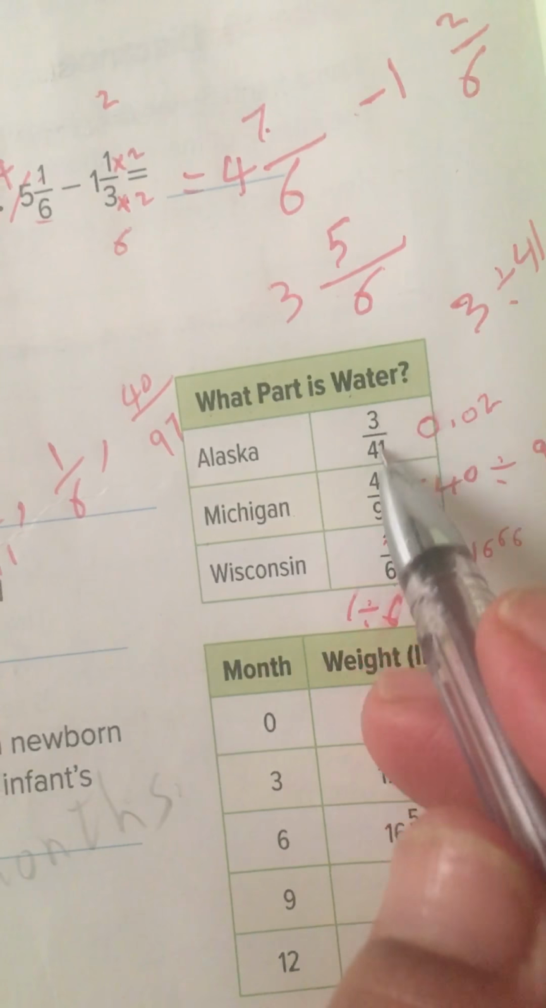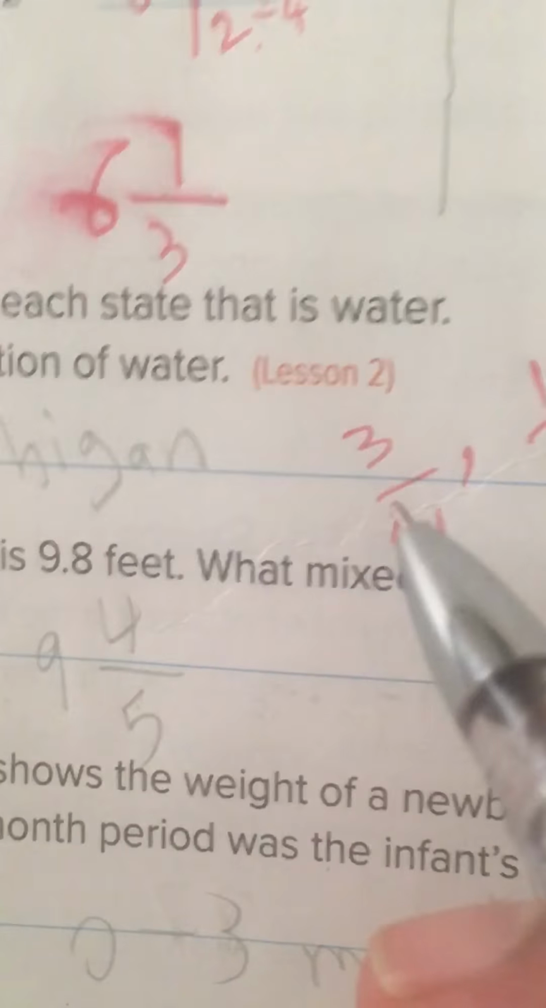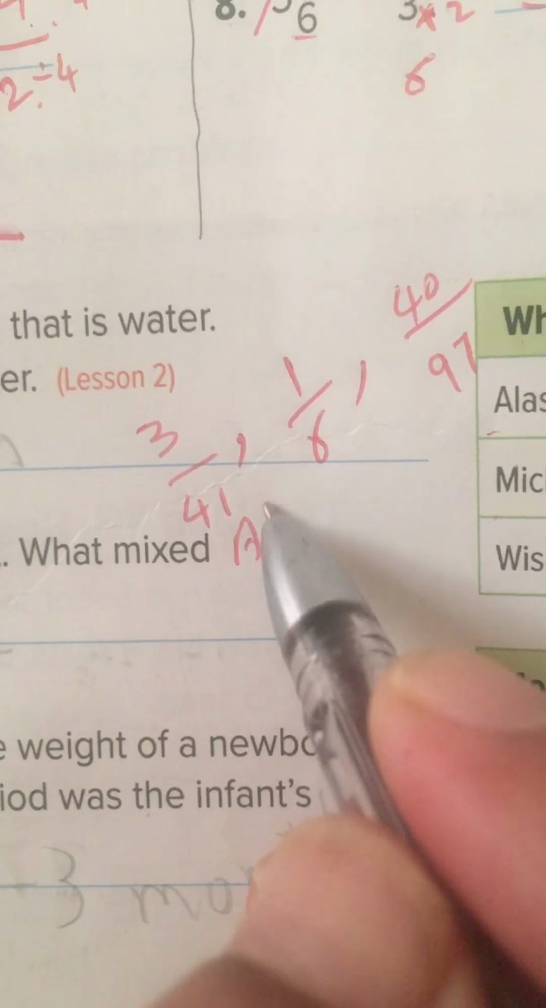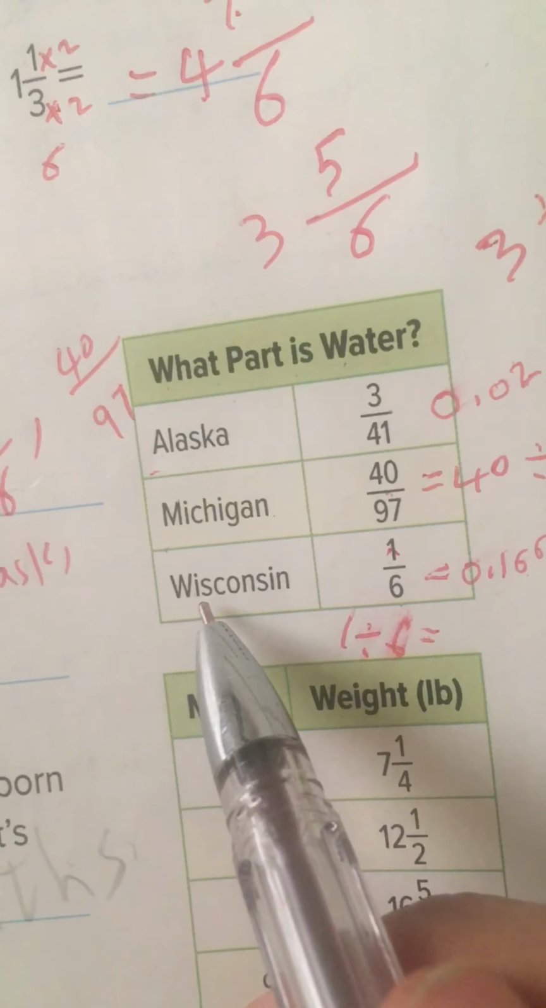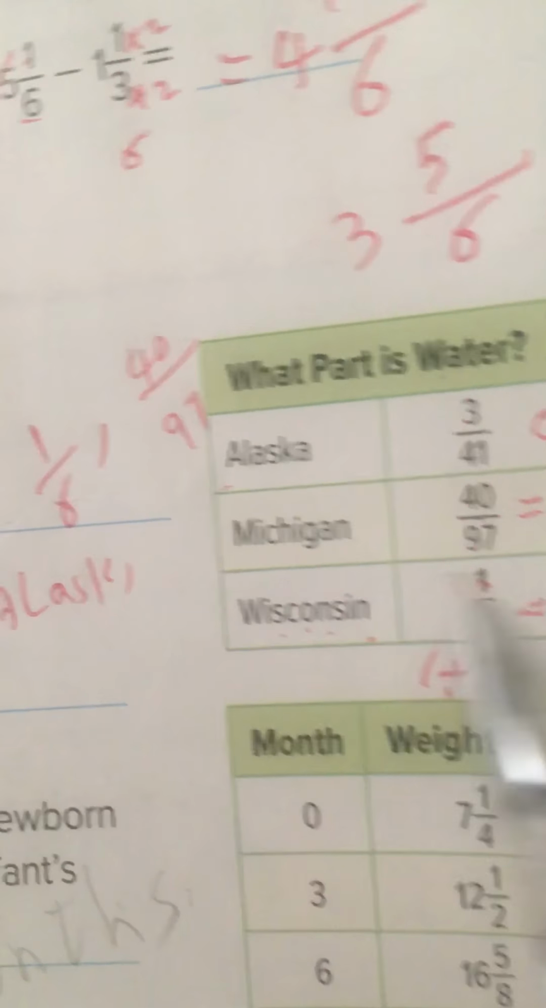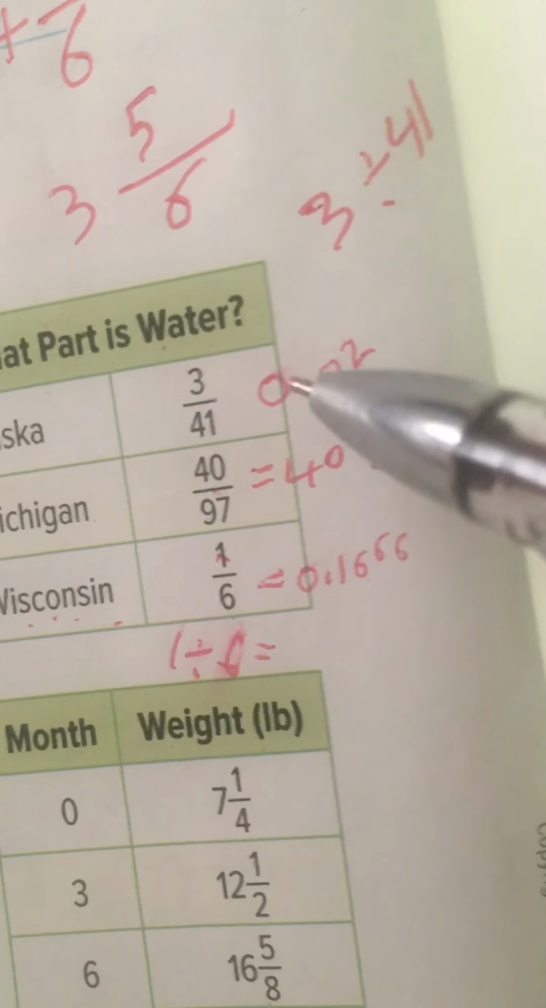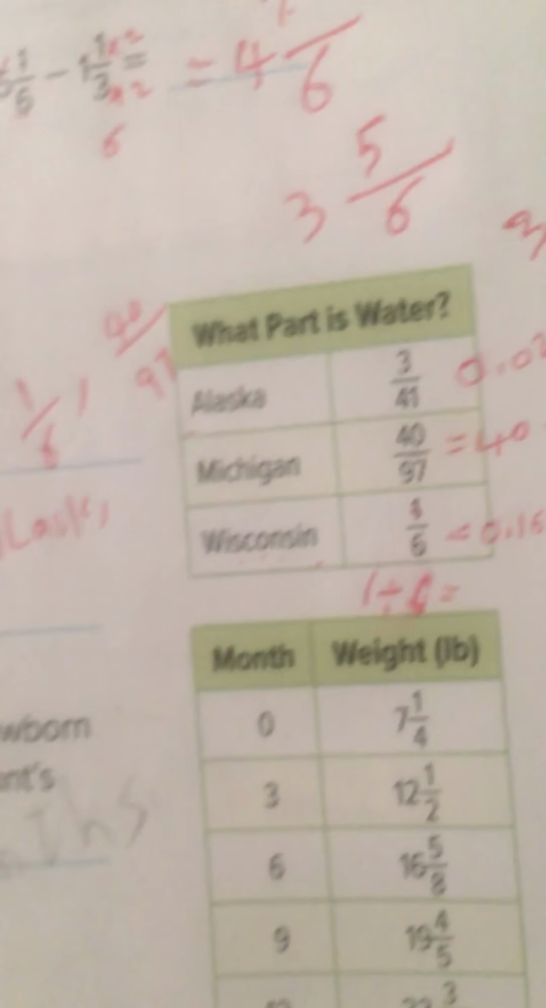You can write the names. 3 out of 41, you can write Alaska. Alaska is the least, and then Wisconsin. You can divide first, then you can arrange. You understand? I will use the last 3 lessons.